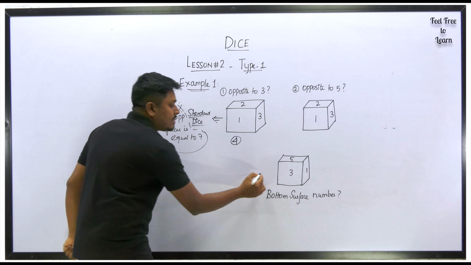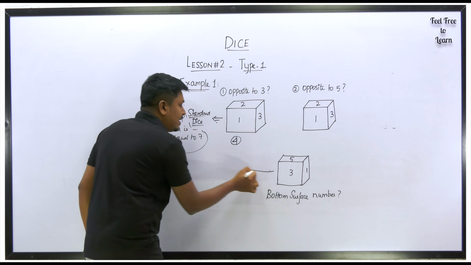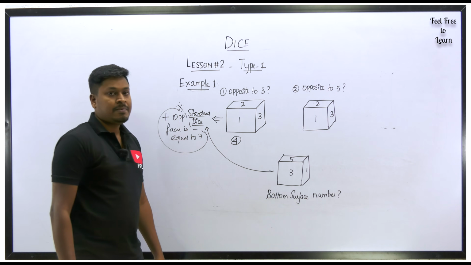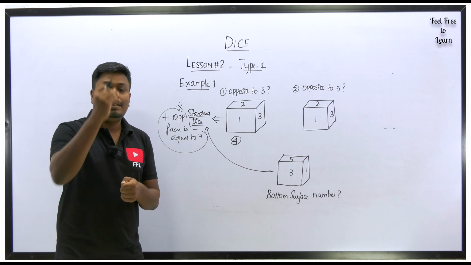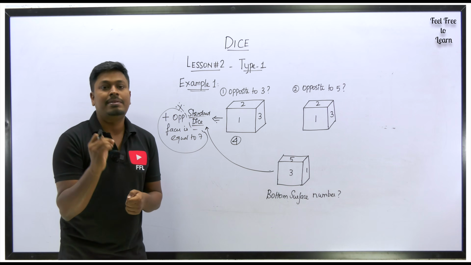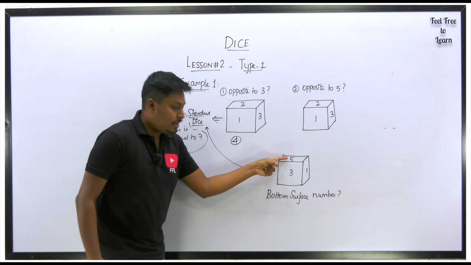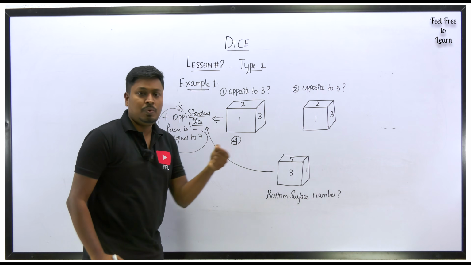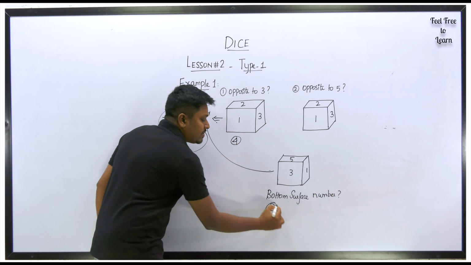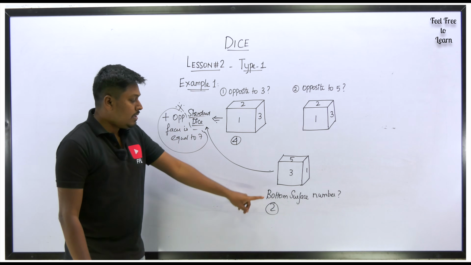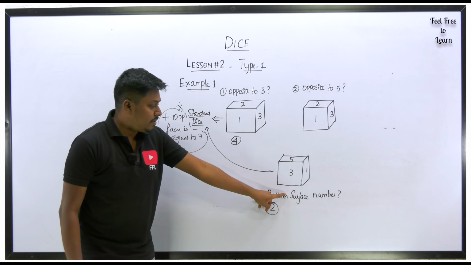If I am not getting a 7, then what does it mean? This dice will be a standard dice. So if it is a standard dice, then the opposite face number sum is equal to 7. So here we know that the top face is 5. Then the bottom face will be what? 2. Only then we can say 5 plus 2 will be 7. So finally, the bottom face of number 5 will be 2.